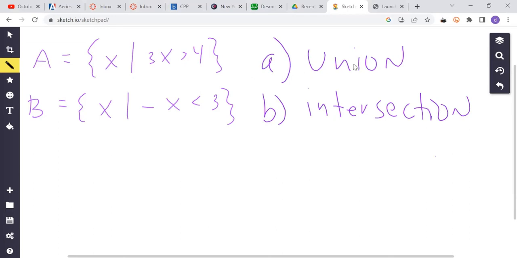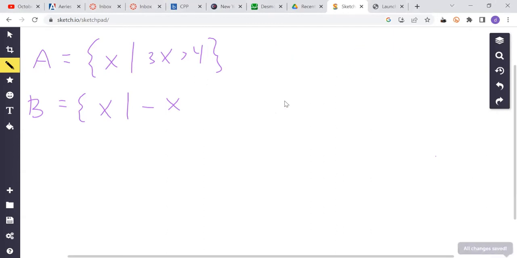Let's find the union and let's find the intersection. Now we say the union of A and B, and then the intersection of A and B. That's what we're focused on. So first things first, let's find the union. I would recommend that we do so by considering the graph.